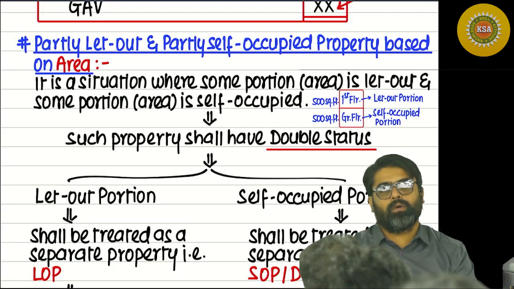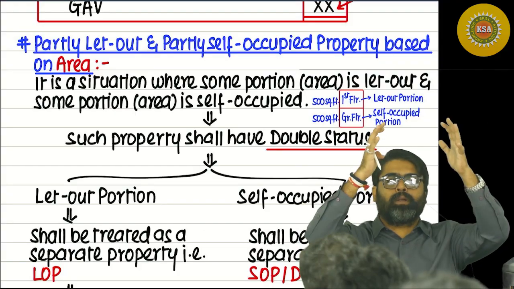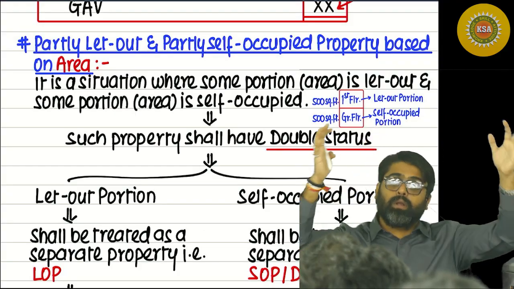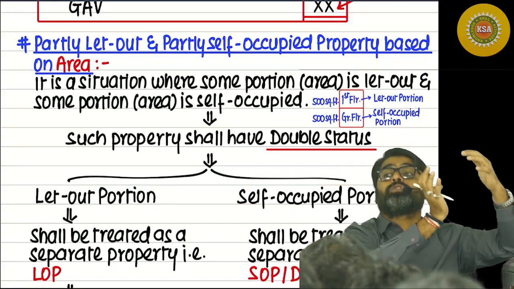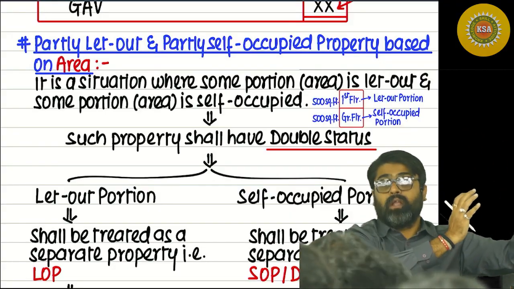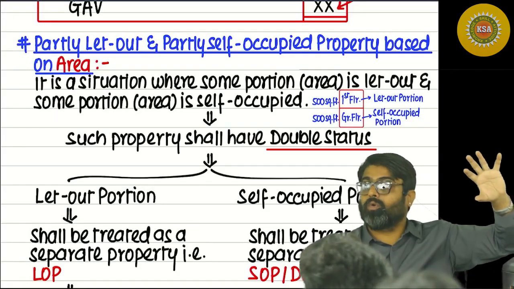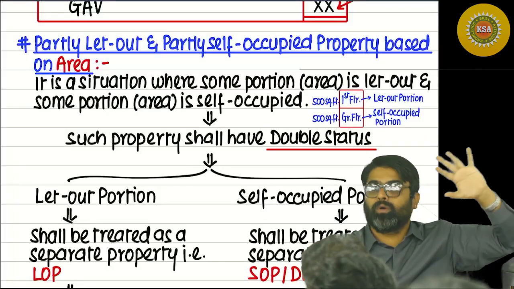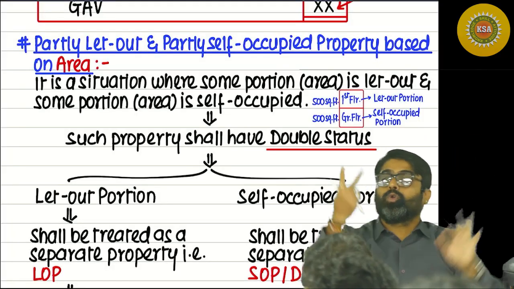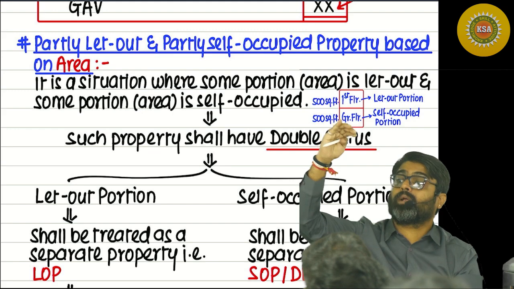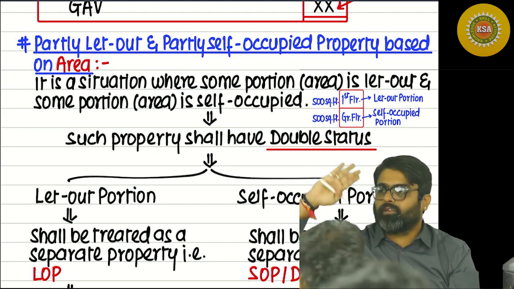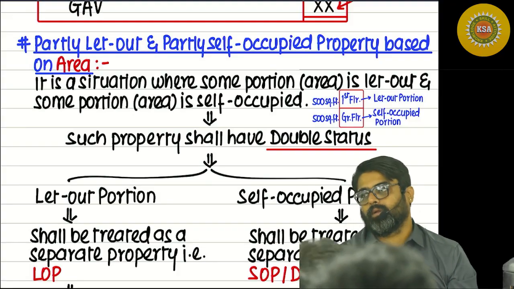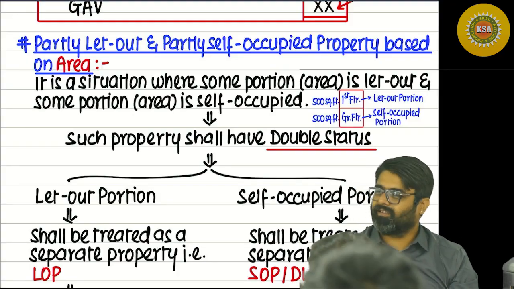So what will you do? Will you calculate the entire property together? No. For the one part which was self-occupied, that one room, calculate the annual value separately. The two rooms which were let out, treat these two rooms separately as your let out property. Can you do it? Very easy.